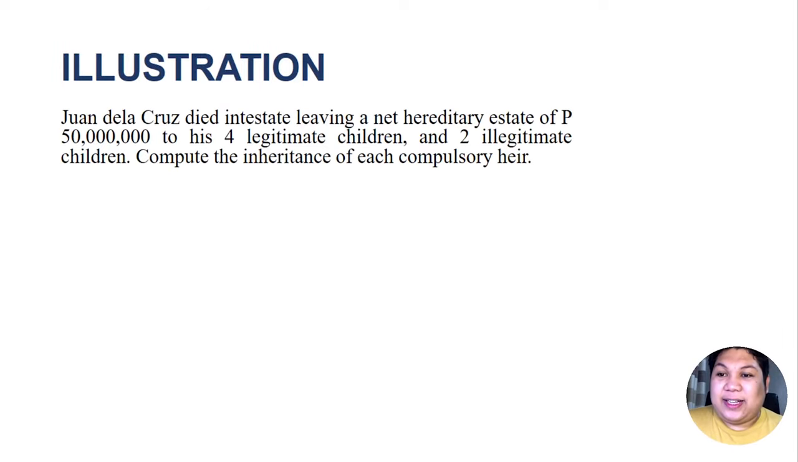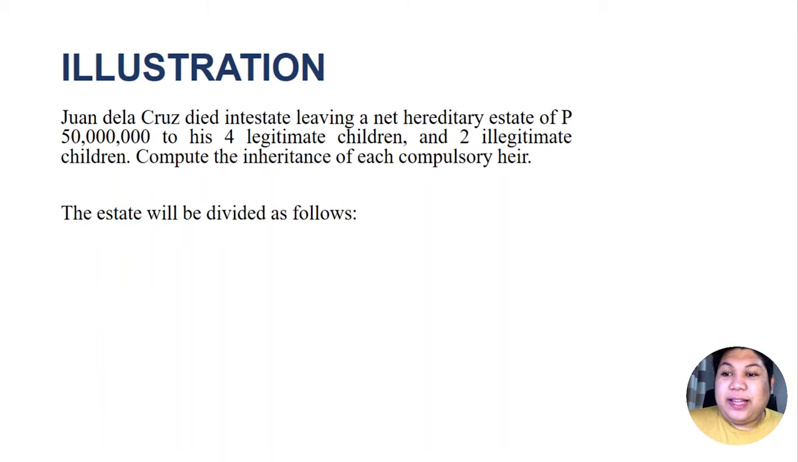So we have a second example. Juan de la Cruz died intestate, leaving a net hereditary estate of 50 million to his four legitimate children and two illegitimate children. So we are also going to compute the inheritance of each compulsory heir. So always remember, the legitimate children will share twice as much as the illegitimate child. To compute this, we will first compute how many units, okay?